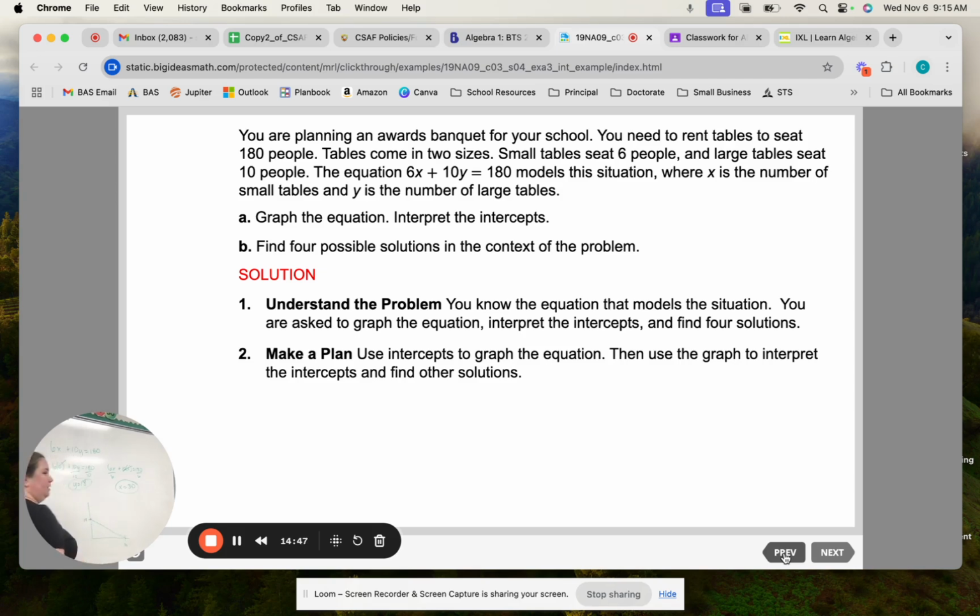I couldn't really have part of a table, right? So if I were to draw this correctly, it wouldn't be a line because it would go at specific whole table quantities. So it would be discrete.